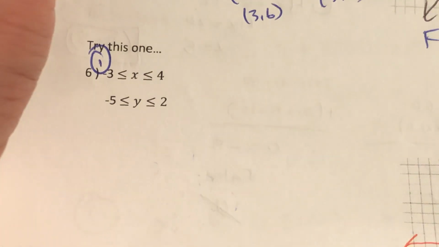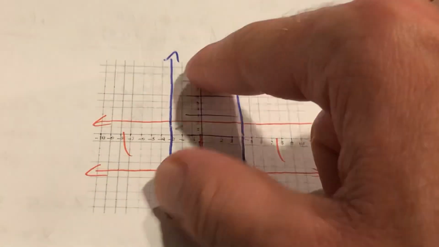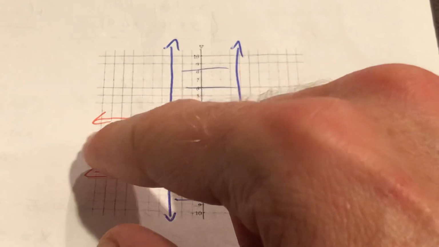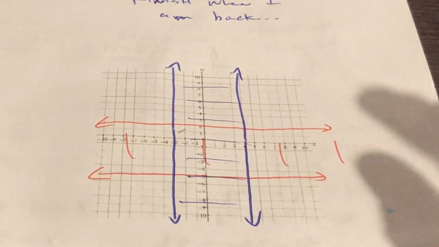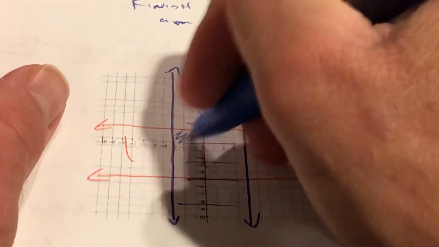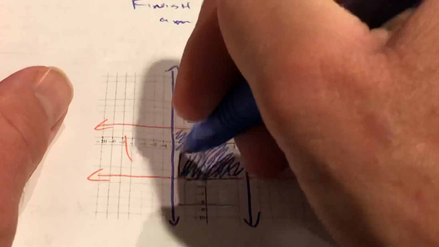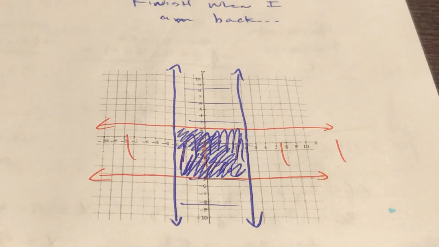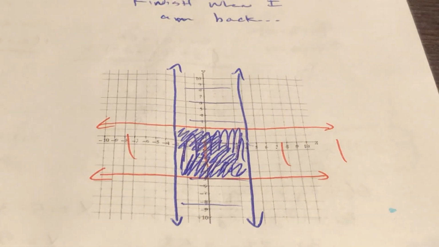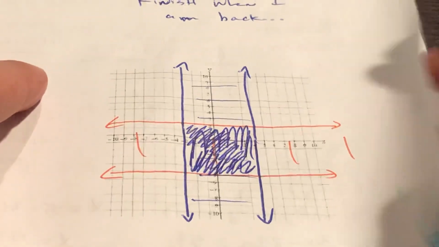All right, try this one. X is between -3 and 4. Y is between -5 and 2. X is between -3 and 4, and y is between -5 and 2. You're going to shade in between. That one's pretty easy. That was literally a 7 by 7 square. So you got some linear inequalities there.